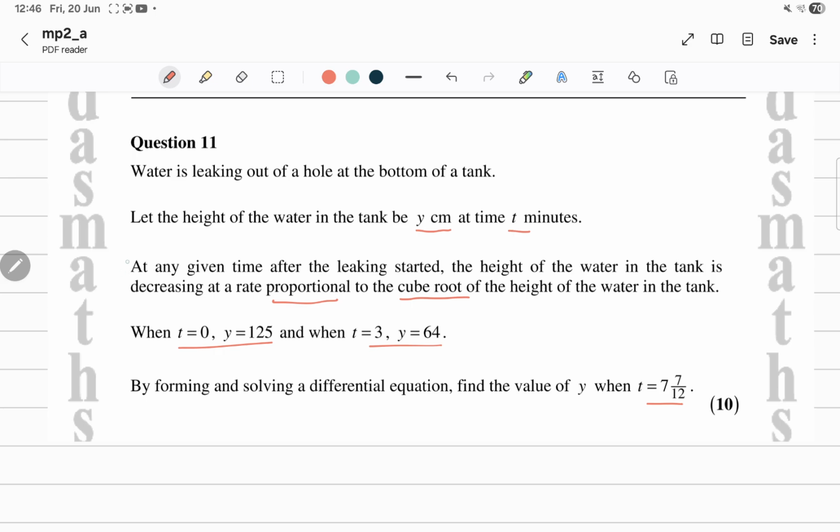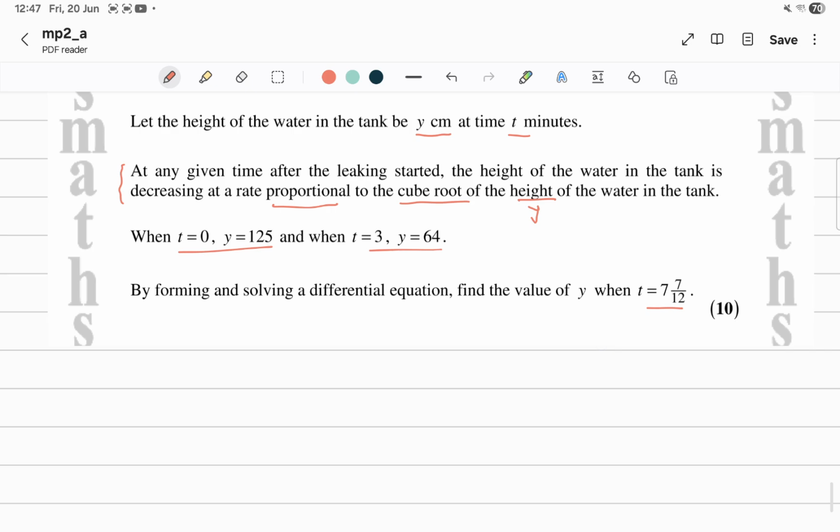So this statement is very important over here. At any given time after the leaking started, the height of the water in the tank is decreasing at a rate proportional to the cube root of the height of the water in the tank. So height is represented by y in this question, and they represent the time by t. So we should have the differential equation according to this statement, because if we consider dy over dt, this is the rate of change.